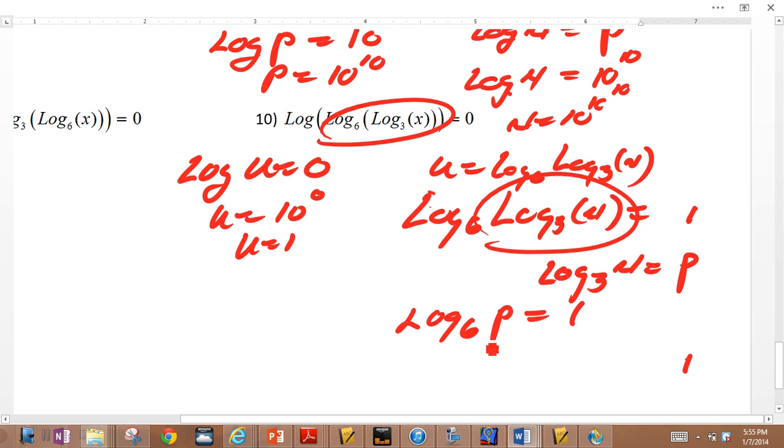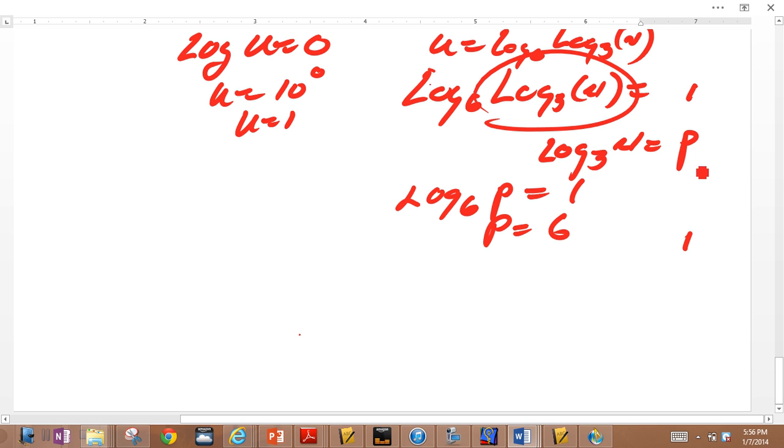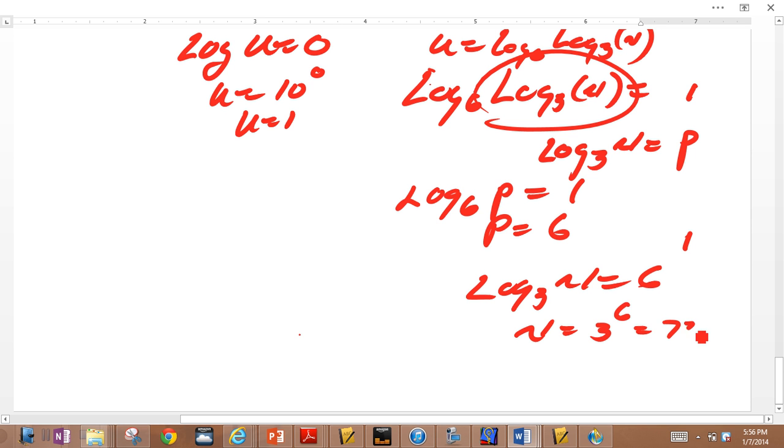Well, what's that imply? That means p is equal to 6 to the first. But now I've got to come back here and substitute my p-value, which says log 3 of x is equal to 6. So then x is going to equal 3 to the 6, which is what, 216 or 3 times, I don't know, whatever. No, 729, I believe that's it. 729. You can leave it at 3 to the 6. Doesn't make any difference. Okay, there you go.